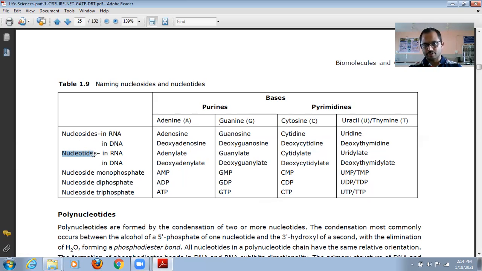So I hope you understand these basic things regarding the bases which are found in the DNA and RNA, that is purines and pyrimidines, and the different forms we can have depending on how many phosphate groups are attached: one, two or three.